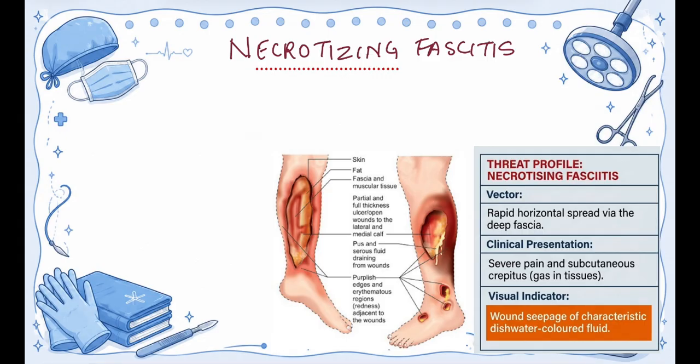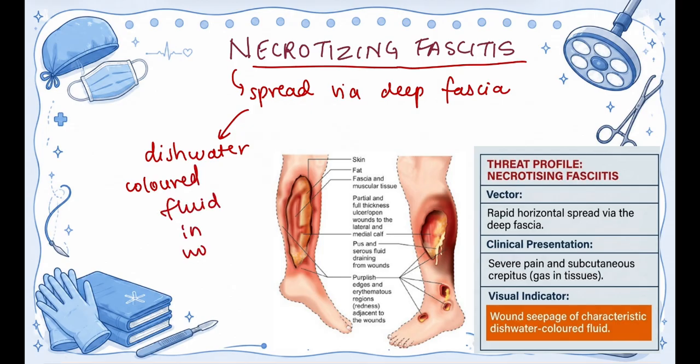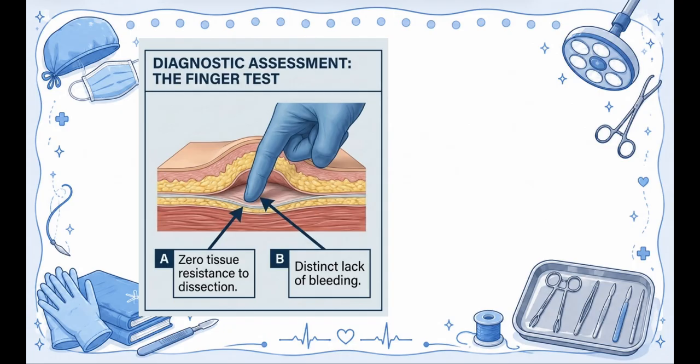If these spreading infections aren't stopped, they build into highly severe, life-threatening situations. Necrotizing fasciitis is one of the most dangerous. It spreads incredibly fast via the deep fascia, which is the connective tissue wrapping the muscles. It presents with this very characteristic dishwater-colored fluid seeping right from the wound. Doctors actually diagnose this using something called the finger test. It's exactly what it sounds like.